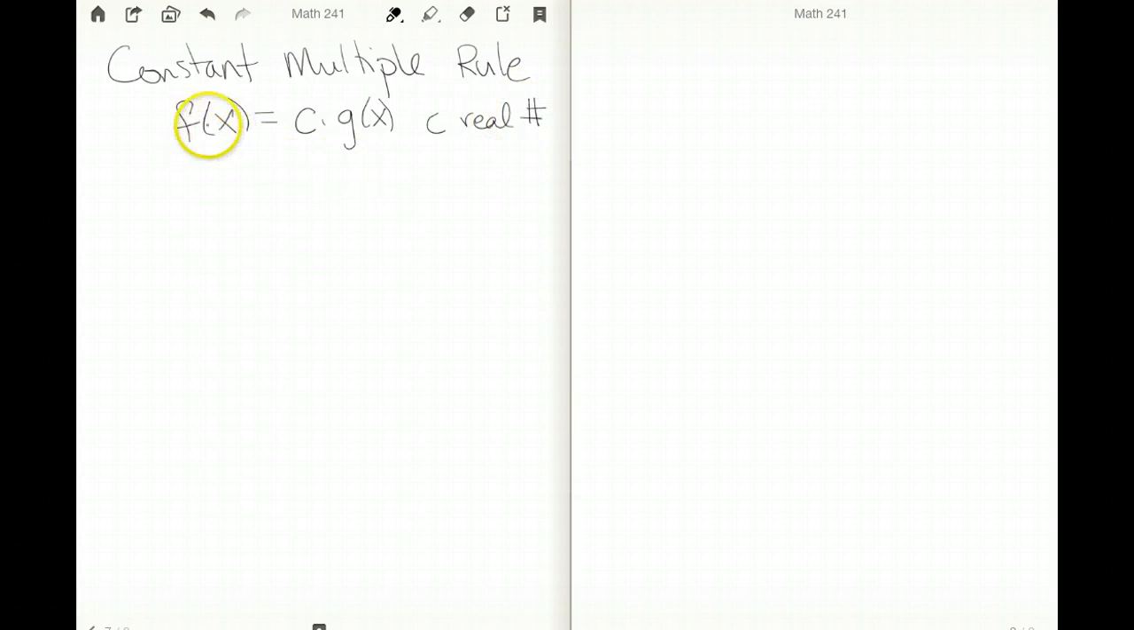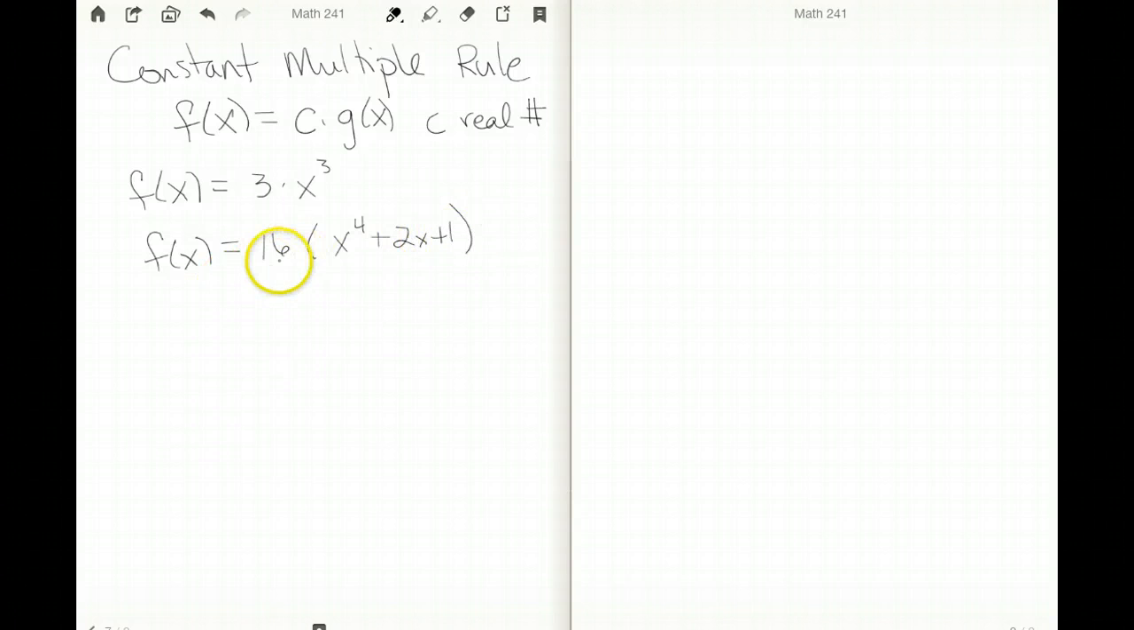So f of x is equal to c times some expression of x. An example of something like this would be, for example, 3 times x to the third, or something. There's a number in front of an expression of x, just like that. And maybe if you want more examples, maybe f of x equals 16 times x to the fourth plus 2x plus 1. That's another example of a constant multiplying an expression of x. So how do we take derivatives of these things?